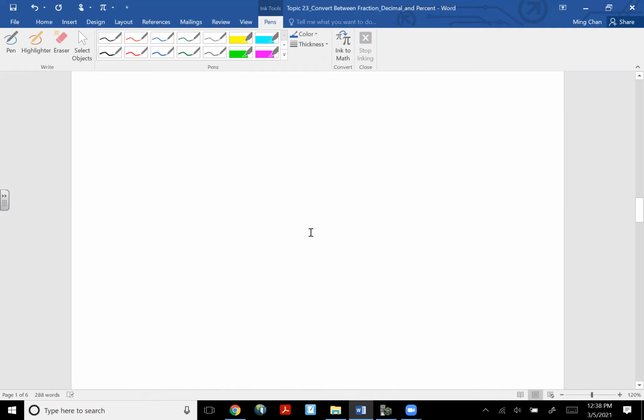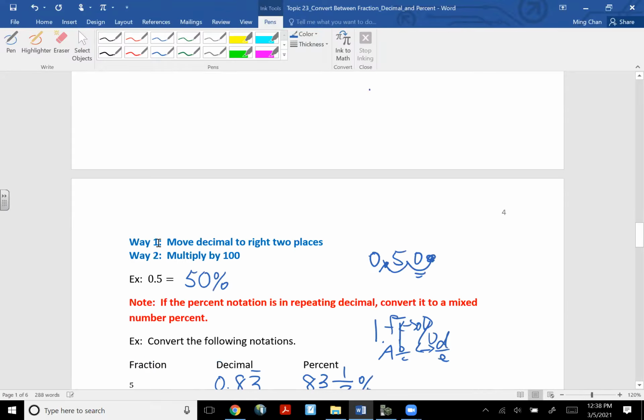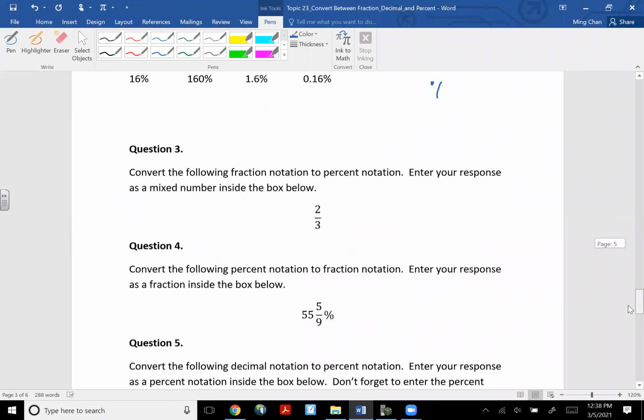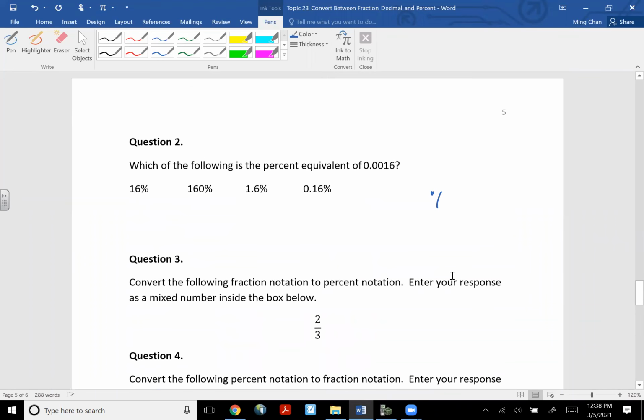Sorry about that. My elbow was pressing the enter button. All right. Convert decimal to percent. Here are the two ways. Way number one, move the decimal to the right two places. Way number two, times by 100. Which of the following is the percent equivalent of 0.0016? This is a decimal notation, right? Convert decimal to percent. We have to move the decimal to the right two places.